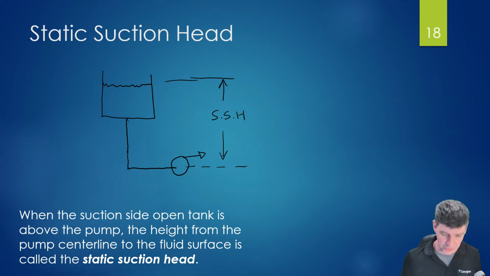Okay. Looks very similar to our static discharge head, same sort of diagram. Now we don't have those two cases because if the pipe was above the water level, it wouldn't be able to suck any fluid. So that one's always underneath the water level, so there's no confusion as to where our measurements would take place.